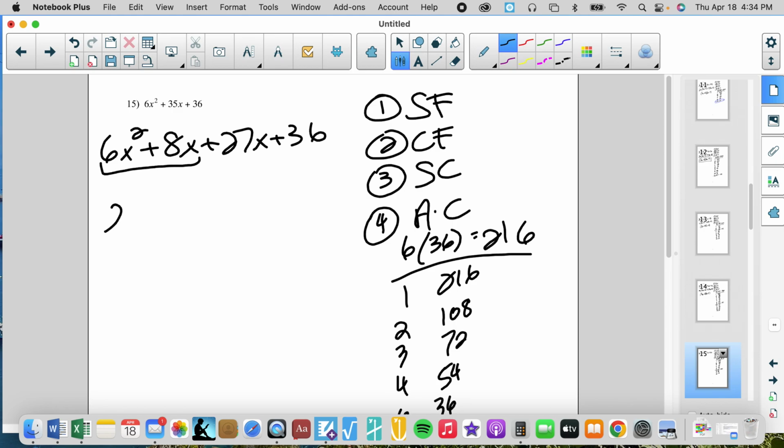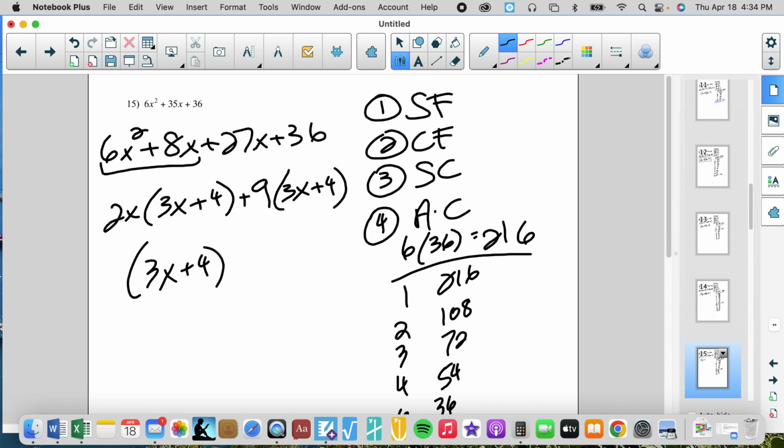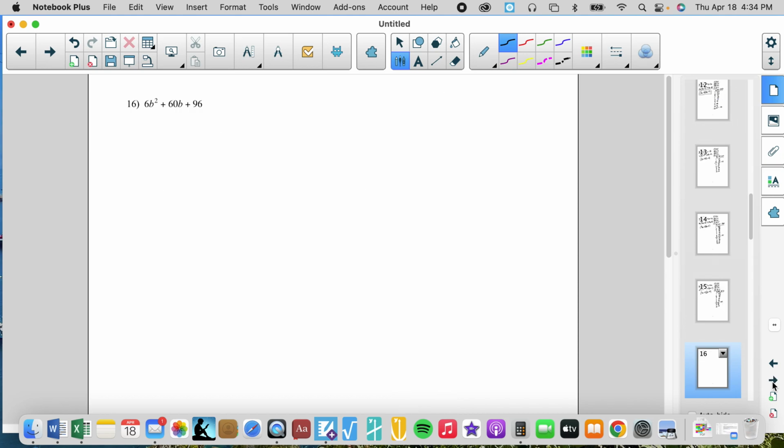Factor out a 2x. You get 3x plus 4. Factor out a 9? Yes, a 9, and that's 3x plus 4. 3x plus 4 times the quantity 2x plus 9. Can't say that you aren't going to be proficient at factoring polynomials after this worksheet.